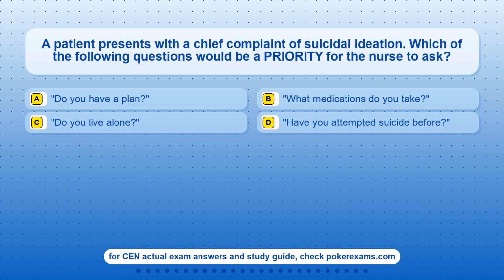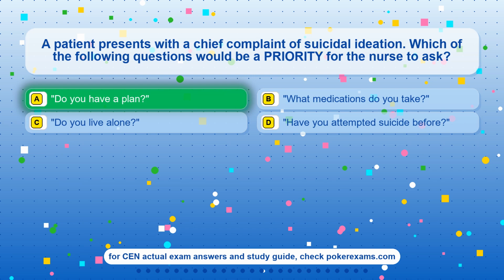Question 24. A patient presents with a chief complaint of suicidal ideation. Which of the following questions would be a priority for the nurse to ask? Option A, do you have a plan? Option B, what medications do you take? Option C, do you live alone? Option D, have you attempted suicide before?